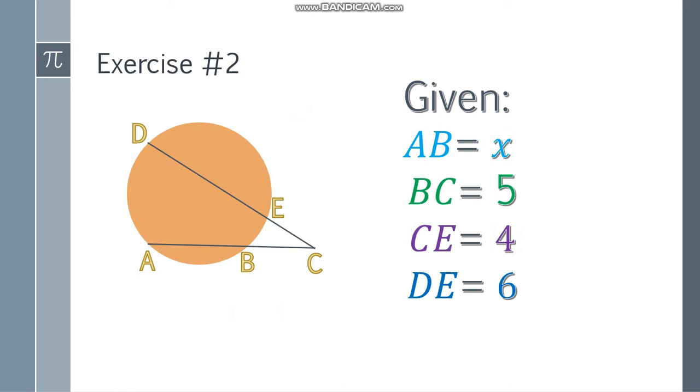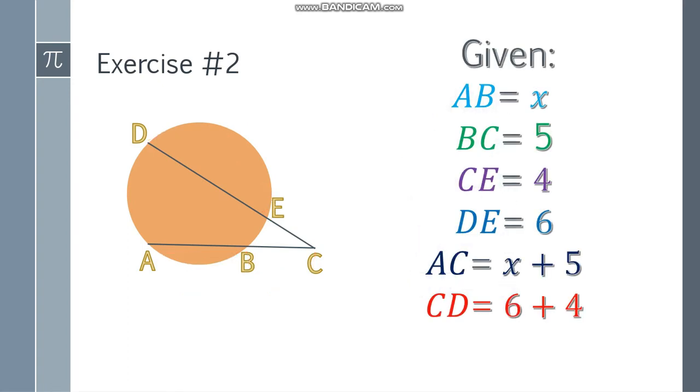Let's have example number 2. What if we have a given AB is x? So this part is x and BC is 5. And the other one, CE, the external segment of the other secant, is 4. And the internal segment of the other secant is 6. How are we going to find the value of x? We don't know the measure of the whole secant of the two. So what are we going to do?